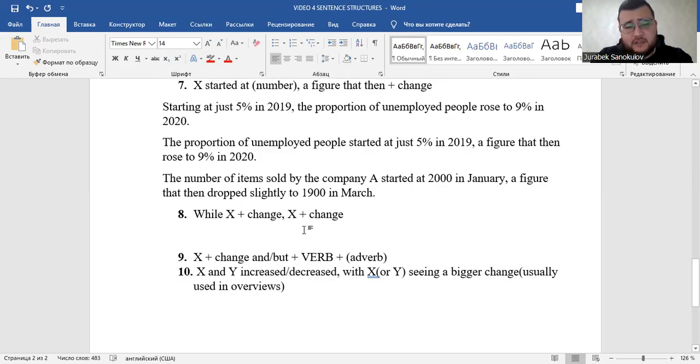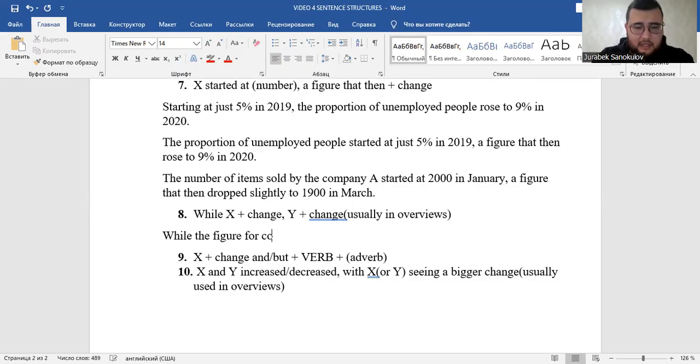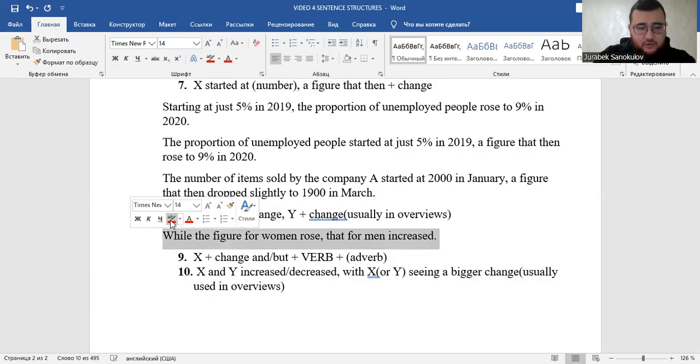You're using while to describe changes, yeah? I usually use this sentence structure in overviews. For example, I'd say something like this: while the figure for, let's just say, women rose, that for men increased. So that's how you should use it.